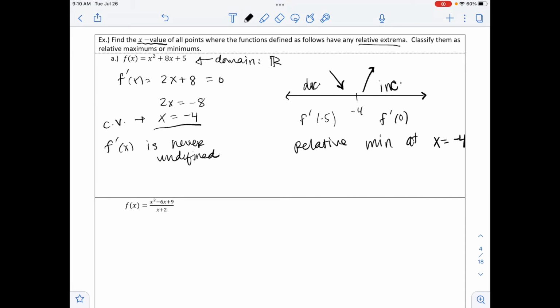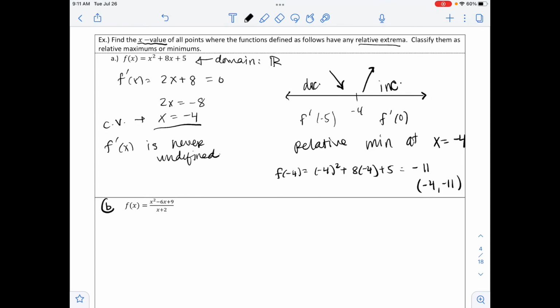And again, it only wanted those x values, but if you did want to find the y value, or if the question is asking for that, or if you have to graph this, you would need to substitute in -4 into your function. And so you would have f of -4, and so you'd have -4 squared plus 8 times -4 plus 5. And then working this out, you should get -11. And so our relative min occurs at x equals -4. However, that point would be -4 comma -11.